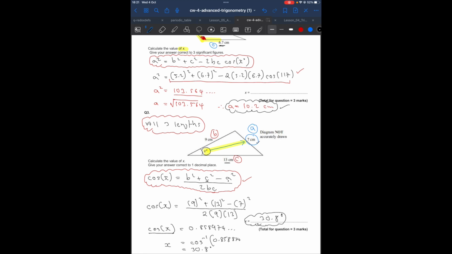Just to end on, the information that you need to look for in the question is that you need to be given all 3 lengths. If you see a triangle with all 3 lengths given to you, it's a big clue that you have to use the cosine rule in this format to calculate the angle.